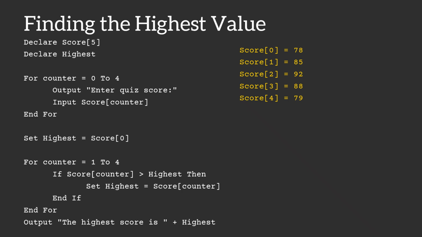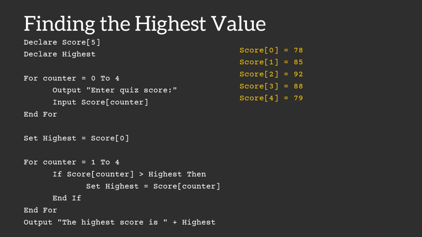Now each time it goes through the loop, it's going to check, is the score higher than the current highest score? Right now the current highest score is 78. So we're going in and we're saying score counter 1, index 1. Is that greater than the highest, which is 78? If it is greater, then we're going to set that as the highest.